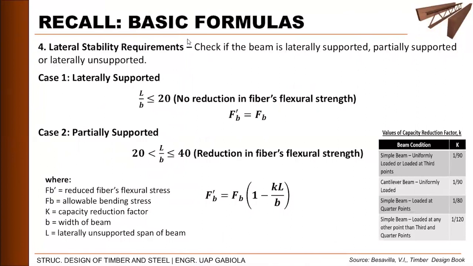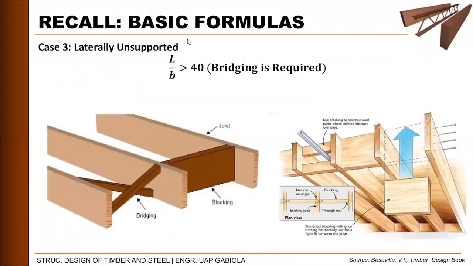Okay, and then this formula needs the value of k, which can be used depending on the value on the table. Okay. And then the last part is when our L over B is greater than 40, it means that we need to introduce bridging or blocking in our beam.